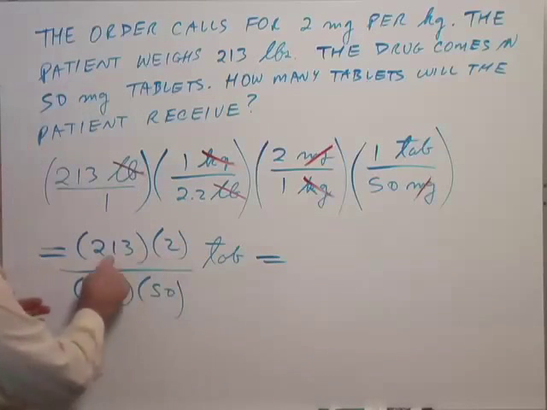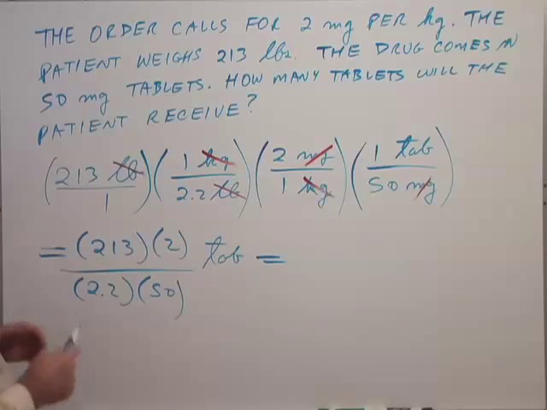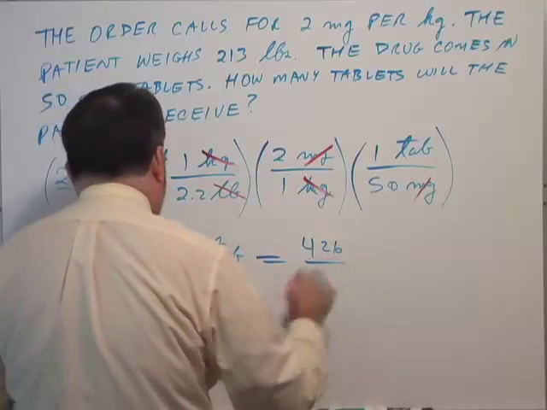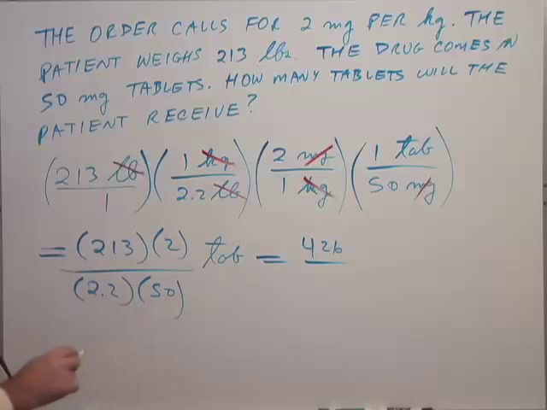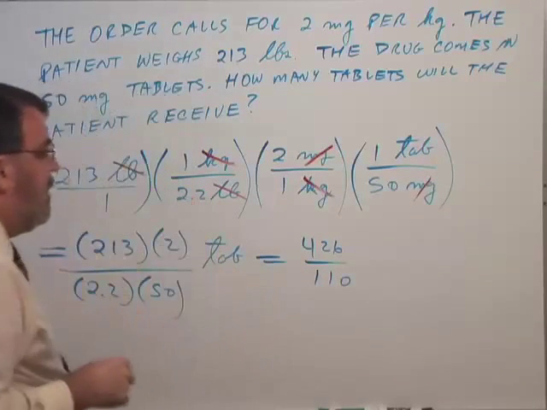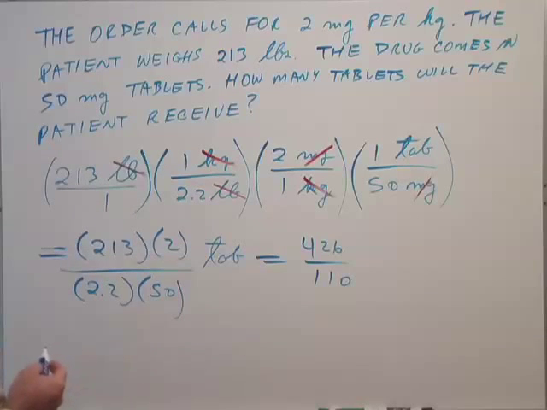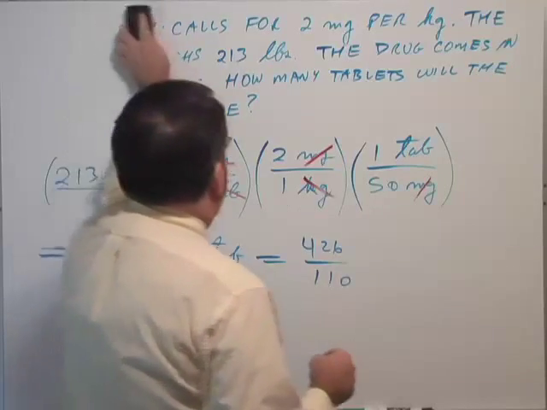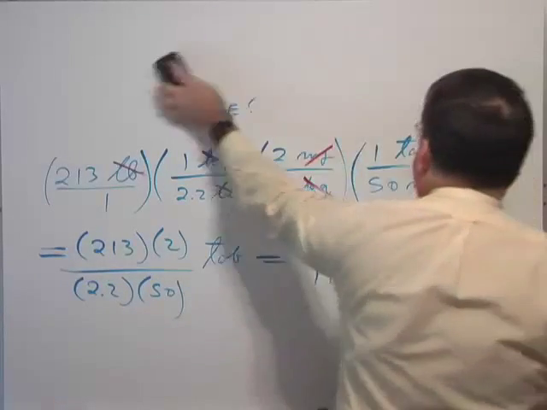And on top, let's multiply 2 times 213. That would be, what, 426 over 50 times 2.2 is 110. So there's my problem. I'm dividing 110 into 426. And I'm going to make some room up top here. So I'm going to erase the problem to make room for the long division.